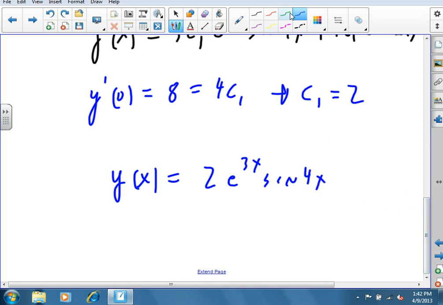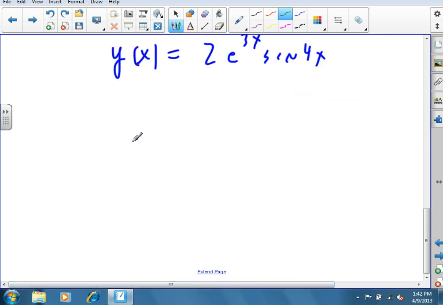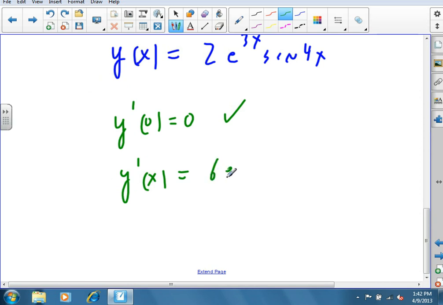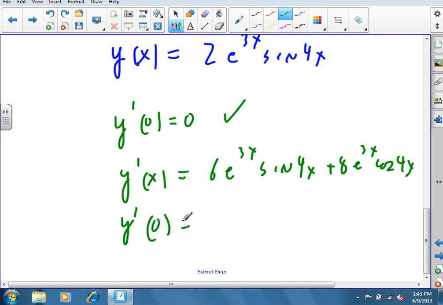And then we'd have to check our work. So y of 0 is supposed to be 0. Check it is. y prime of x is 6 e to the 3x sine 4x plus 8 e to the 3x cosine 4x. y prime at 0 is supposed to be 8. Check it is.